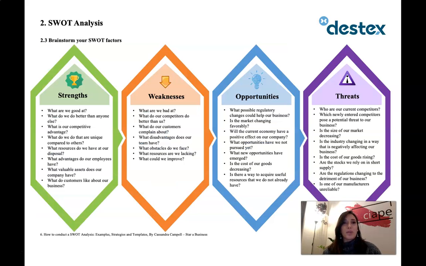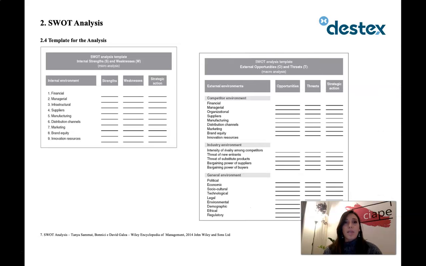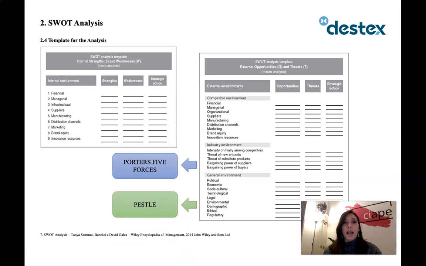To ease the brainstorming sessions, there are certain questions that can be raised. In this slide, some examples are suggested. Here we can find a template for the SWOT analysis facilitating the collection of information. For the external environment, the template also reports aspects referred to the Porter 5 forces analysis and to the PESTLE analysis. As we've seen, in fact, they are interrelated.